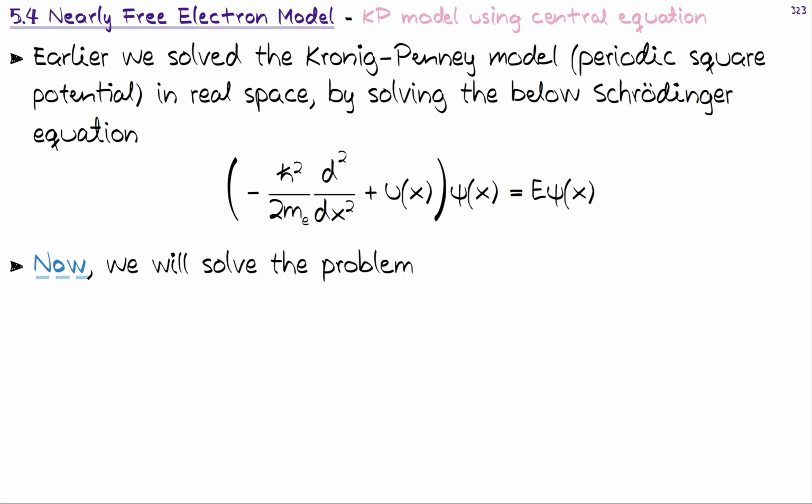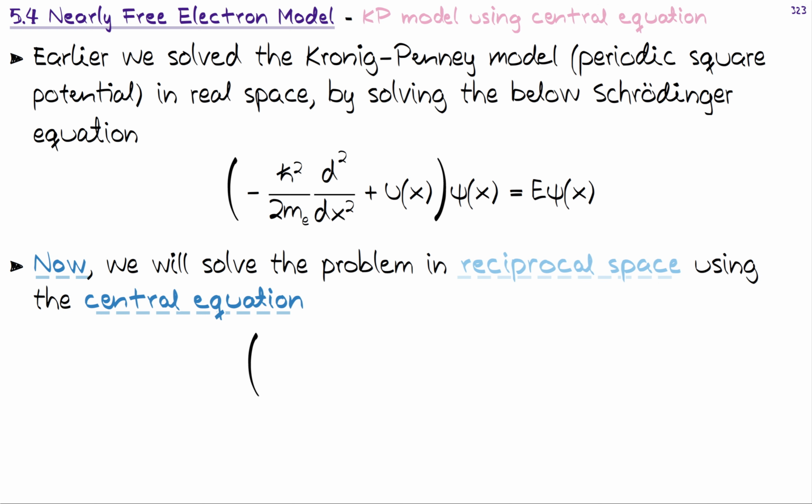And now, as I promised, we will go on and solve the problem in the reciprocal space description using the central equation. The central equation was of this form, where we have the kinetic energy term, h bar squared times k squared divided by 2 times m_e, minus E, times the coefficient c_k. This is the Fourier coefficient associated with the wave function. When we decompose the periodic wave function into a Fourier series, these will be the associated coefficients.